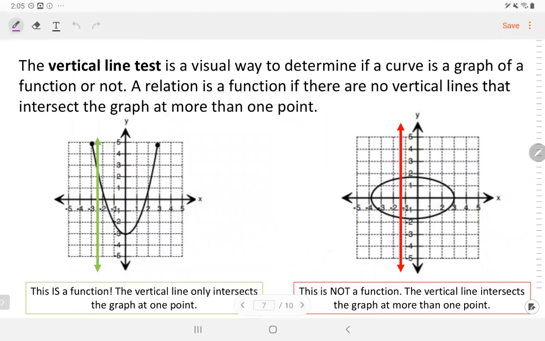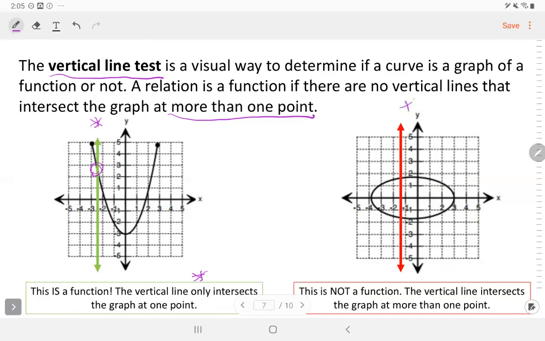So a really easy way to tell if a graph is a function is by something called the vertical line test. This is a visual way to determine if a curve is a graph of a function or not. A relation is a function if there are no vertical lines that intersect the graph at more than one point. So I could draw this green line right here, and it intersects the graph at this one point. This is a function right here. So the vertical line only intersects the graph at one point.